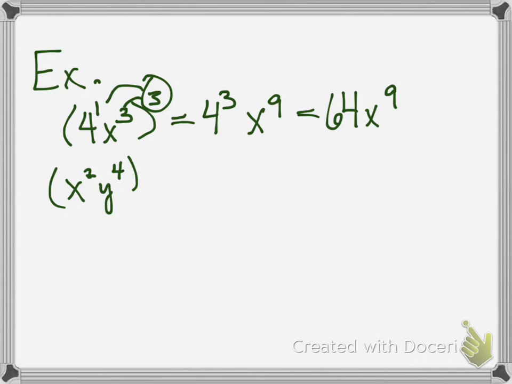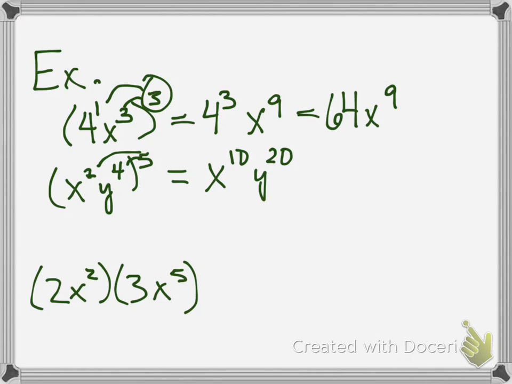Whoopsie, I think I should have put a little exponent on that next one. There we go. So now here, I'm going to say 5 times 2, and 5 times 4. 5 times 2 is x to the 10th, and 5 times 4 is y to the 20th. So the answer there would be x to the 10th, y to the 20th.